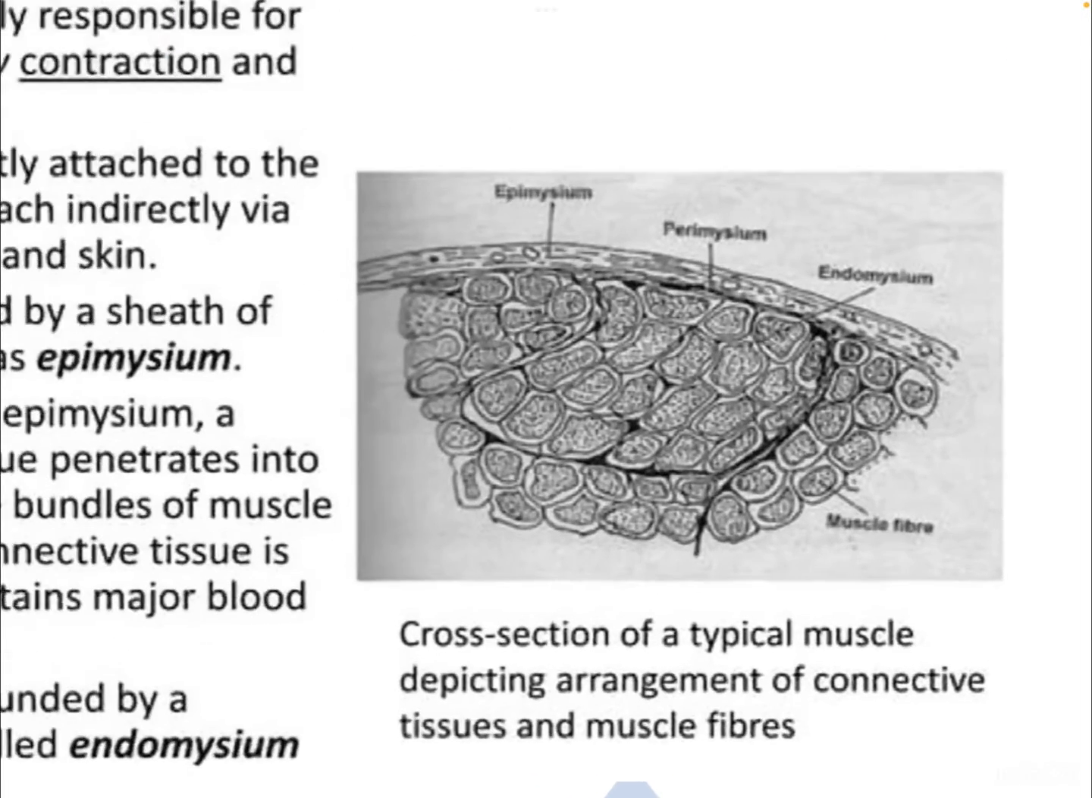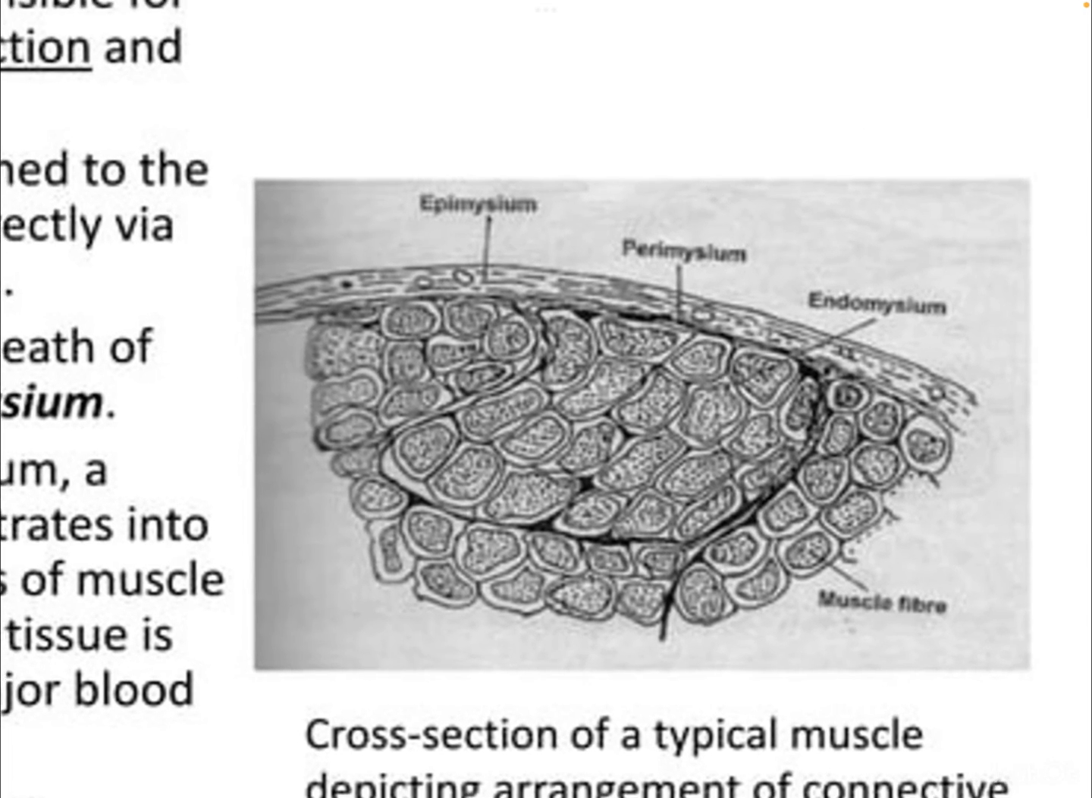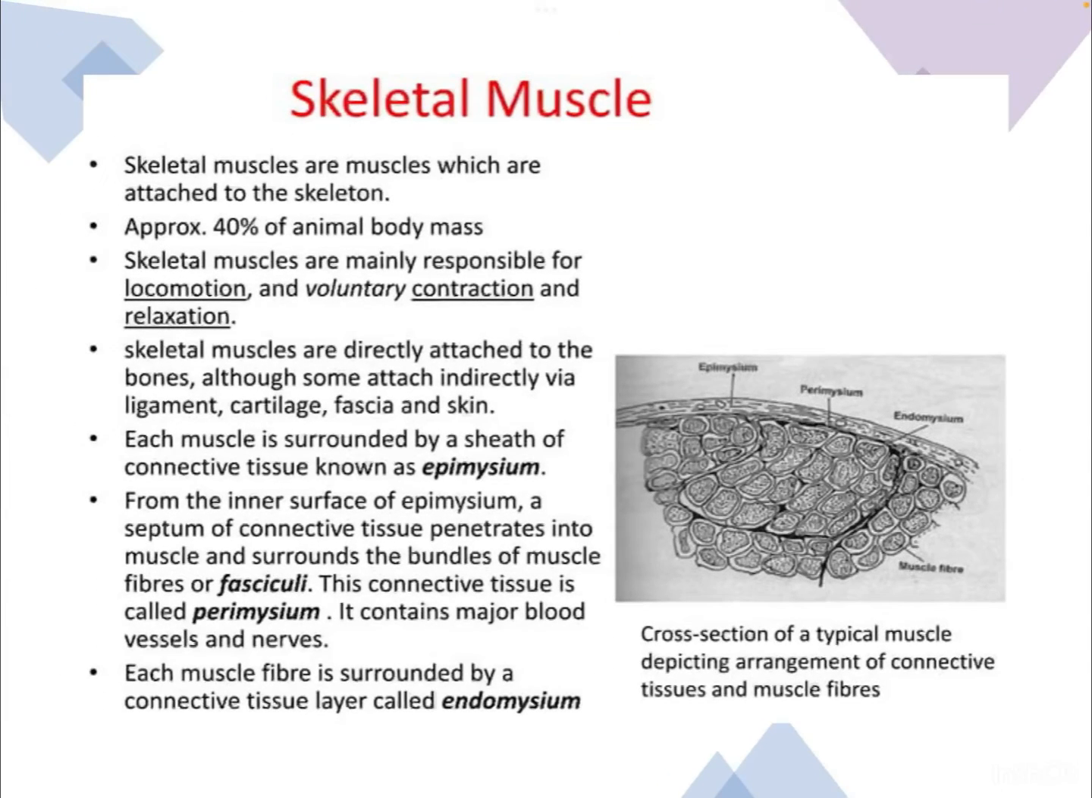Now, if I show you the cross section of a typical muscle depicting the arrangement of connective tissue, you can see at the top we have epimysium. This epimysium invaginates and surrounds these muscle fibers, as you can see in the cross section, and forms the perimysium. And each muscle fiber, which is the basic unit of contraction and relaxation, is surrounded by something called endomysium. So this is how epi-, peri-, and endomysium form the different levels of connective tissue present in the skeletal muscles in general.